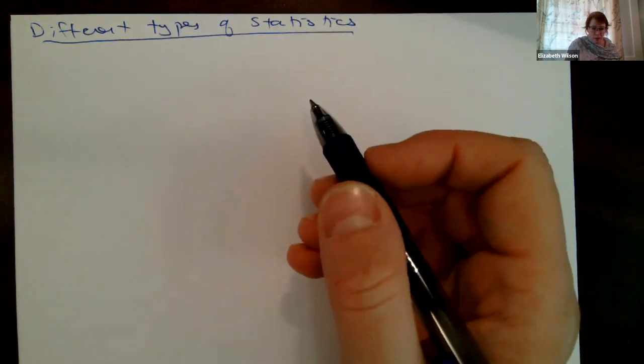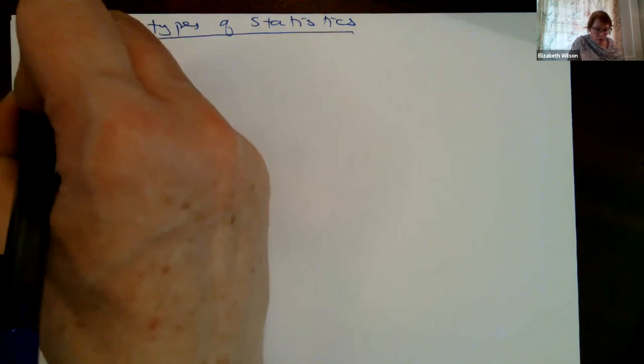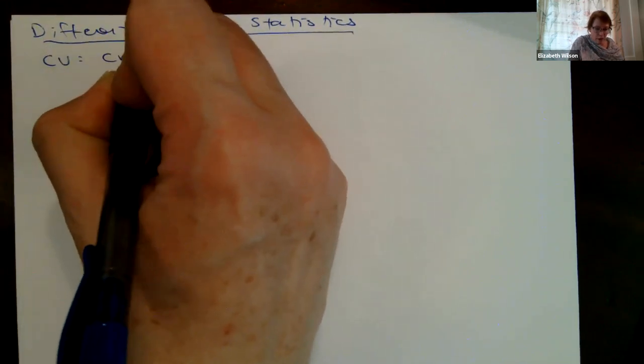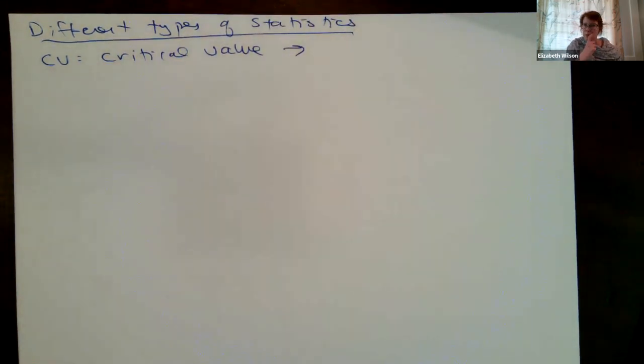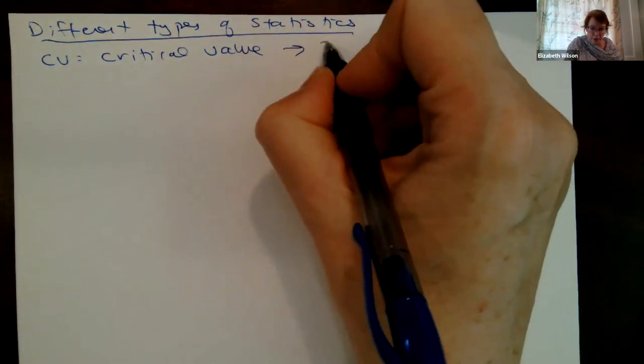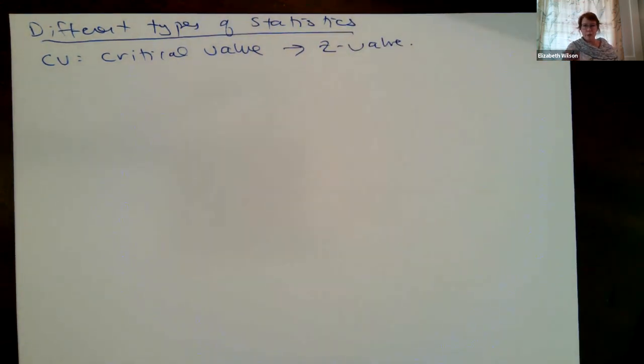Okay, so let's talk about things. We've got what's called, I'm going to call it CV, our critical value. And our critical value is based on our Z value. Remember our Z value, that was the difference between our X bar and our mean divided by sigma divided by radical N. That normalizes our data so I can use that standard normal table to look up my z-value.